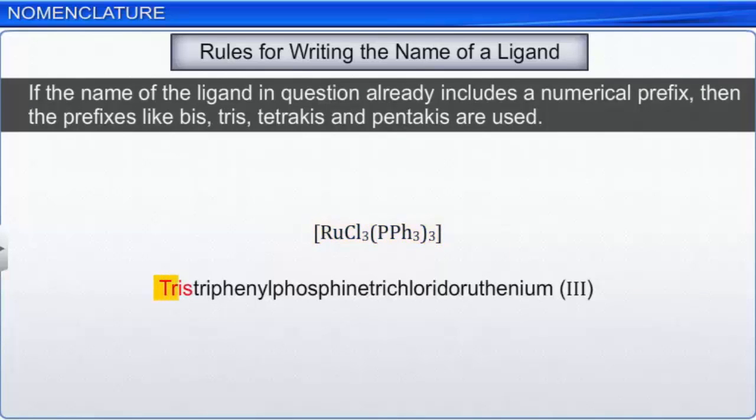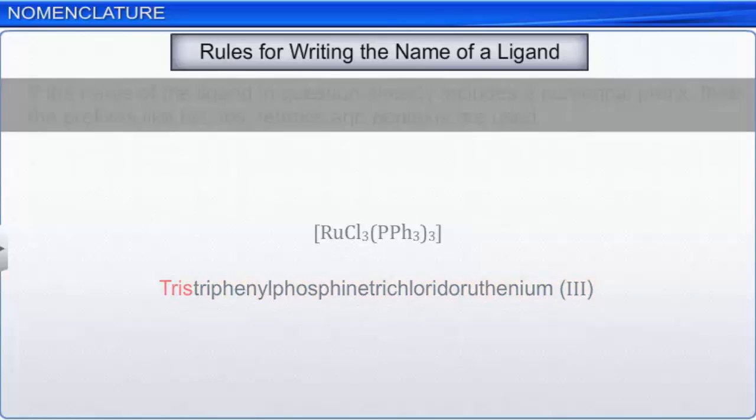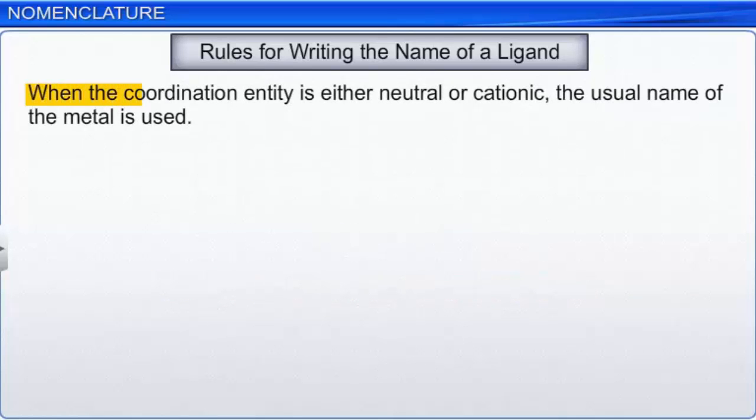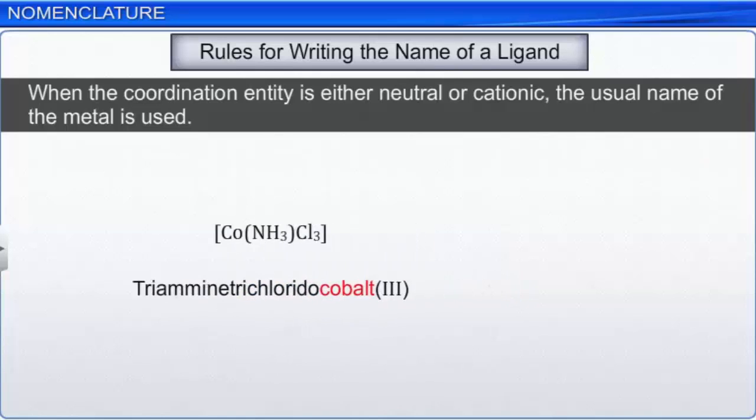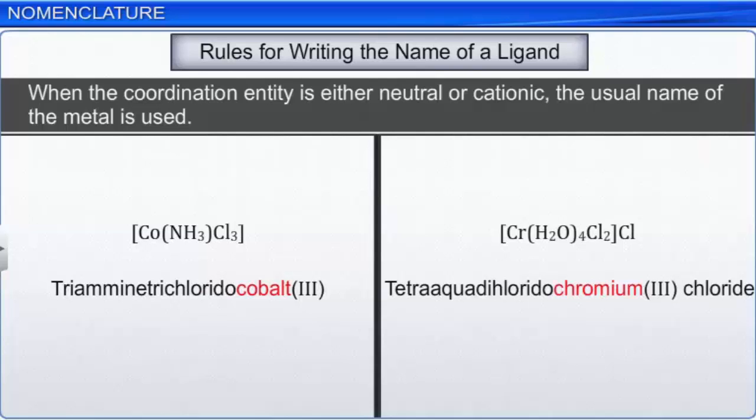Here's another rule. When the coordination entity is either neutral or cationic, the usual name of the metal is used. For example, the neutral complex shown here is named triammine trichlorido cobalt(III). Similarly, the cationic complex [Cr(H2O)4Cl2]Cl is named tetraaquadichloridochromium(III) chloride. Note that, in either case, the usual name of the metal is retained.